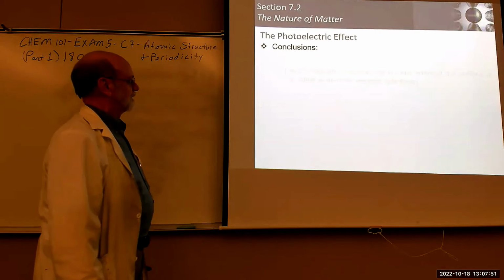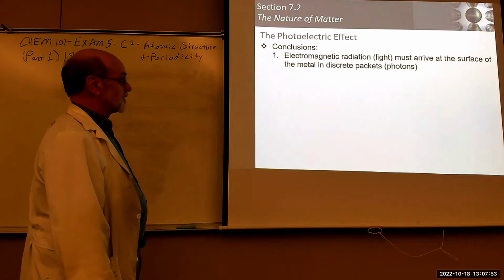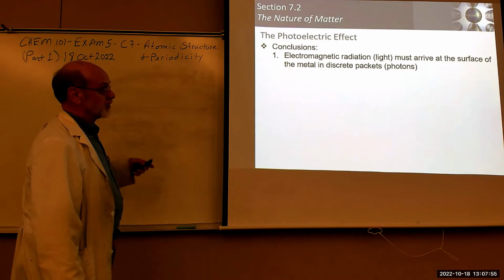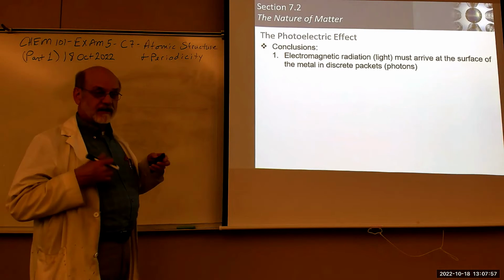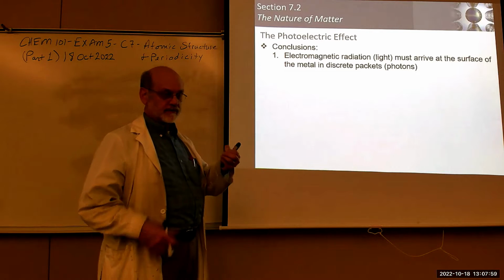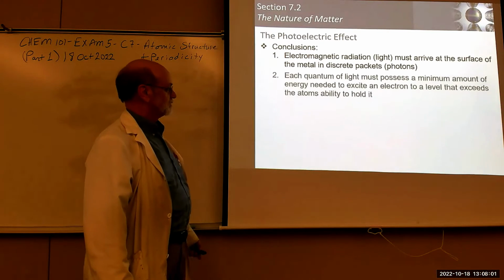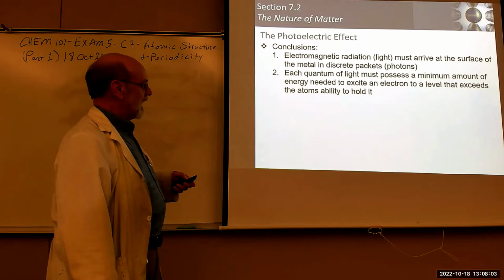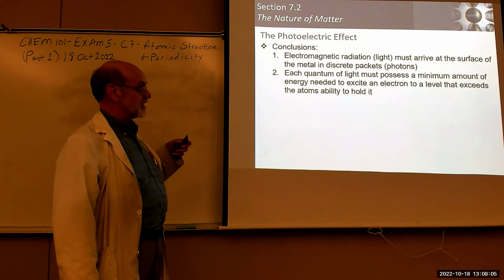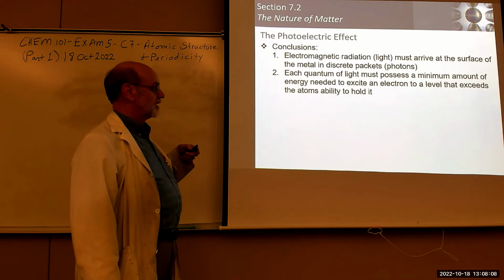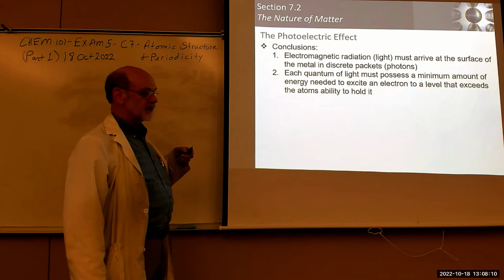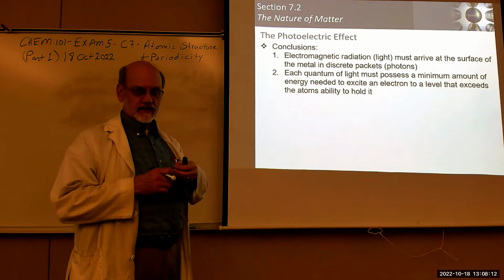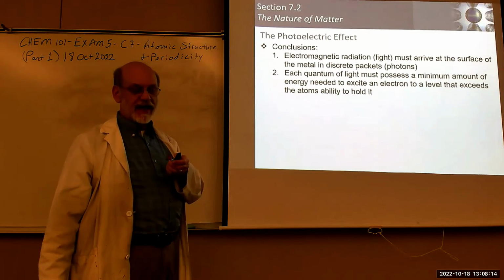Okay, so the conclusion is that electromagnetic radiation must arrive at the surface of the metal in discrete packets, photons. And each quantum of light has to possess this minimum amount of energy in order to excite the electron to a level where it will be ejected from the atom, its parent atom.